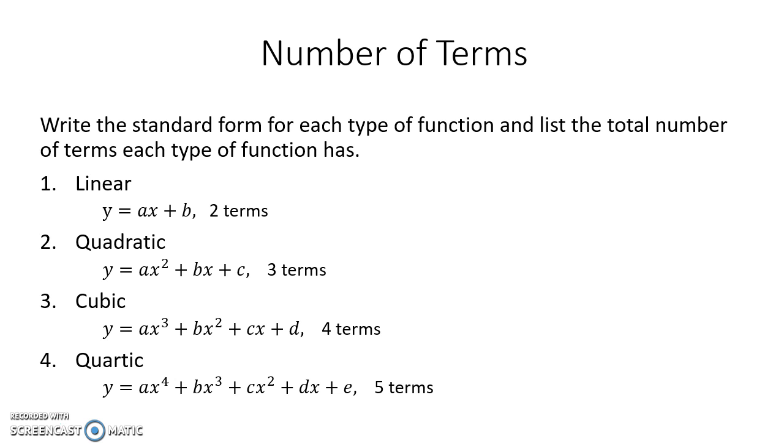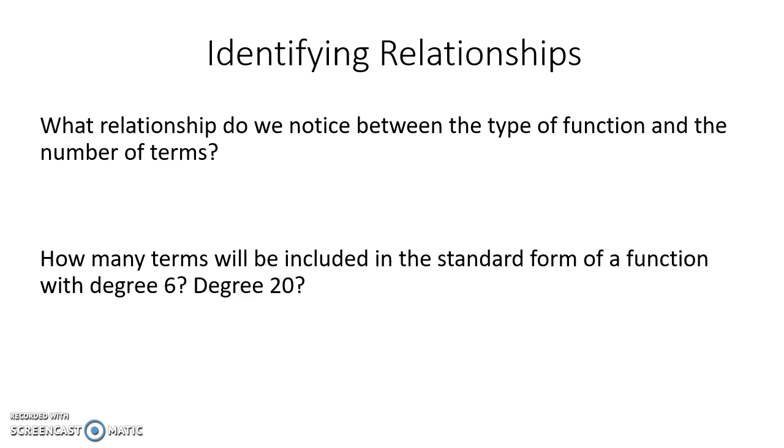So if we were trying to look at the relationship between the degree of the polynomial and how many terms we have, you can see that for whatever degree it is, we have exactly one more term. So for instance, how many terms will be included in the standard form of a function with degree 6? We know that there will be 7 terms. For a degree 20 polynomial, there will be 21 terms. This is important for the next part of the lesson.